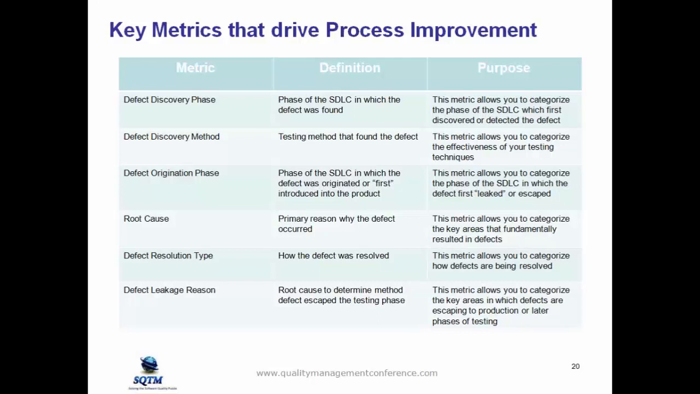So we want to understand what is the reason why that defect leaked to a stage or phase beyond the one that it should have been caught in. Why did the customer find this defect and we didn't find it? Why did we find a defect in our end-to-end testing that we didn't find in unit testing or integration testing or assembly testing?